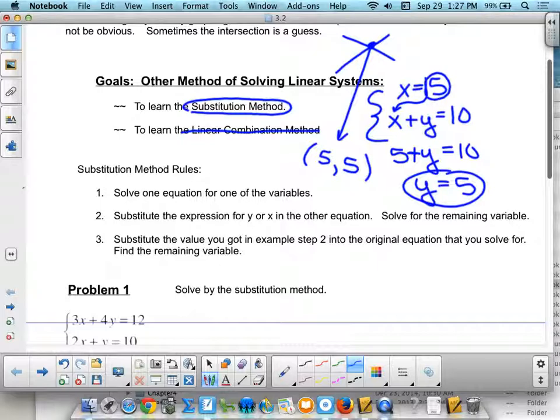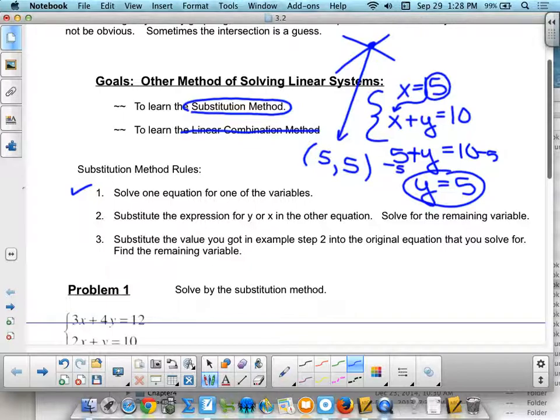Once you know what x is, if you know x is 5, put 5 in the other equation and then solve for y like I did. I didn't really show my work. I should have showed minus 5, that's how I got the 5.